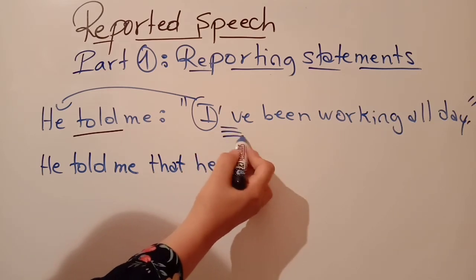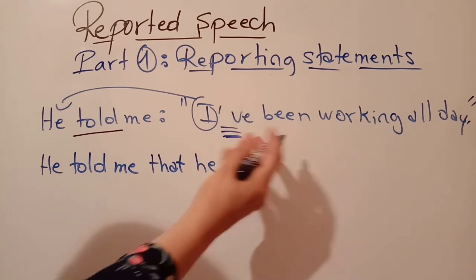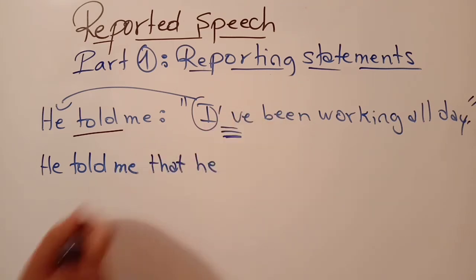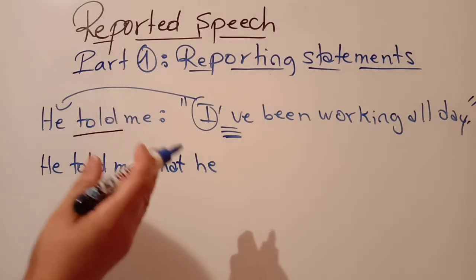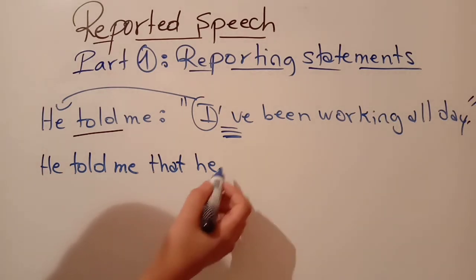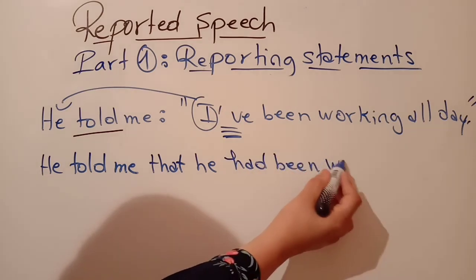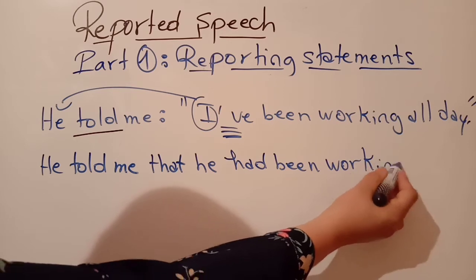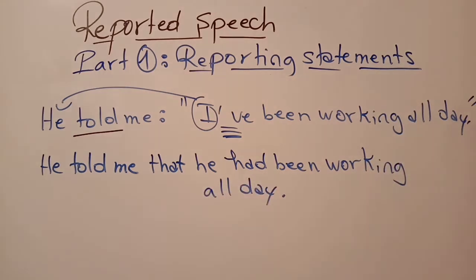So this is the short form of I have been. So this is which tense? I've been working. So it's a present perfect continuous, so it becomes past perfect continuous, of course. That he had been working all day. Okay, good.